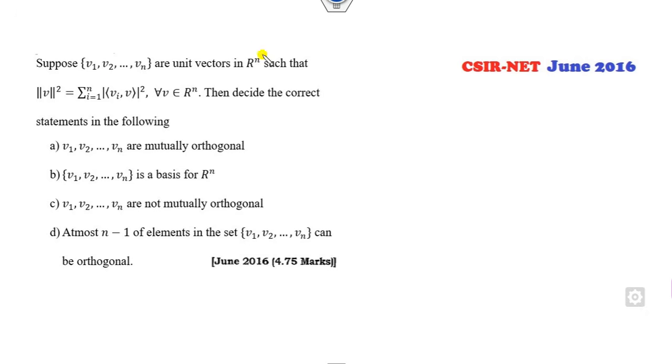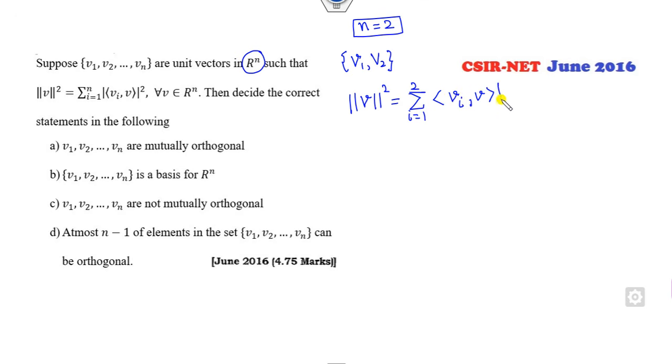Okay, V1 to Vn are again elements of R^n. For simplicity, I can choose n as 2. Then we have V1 and V2 as elements, such that the norm of V has this property: the sum of the squares of the inner products of Vi with V equals the norm square, for all V in R2. Which of the following is true: basis, orthogonal, and so on? Very simple. I can start with this, where V is an element of R^n, so these are parts of R2.